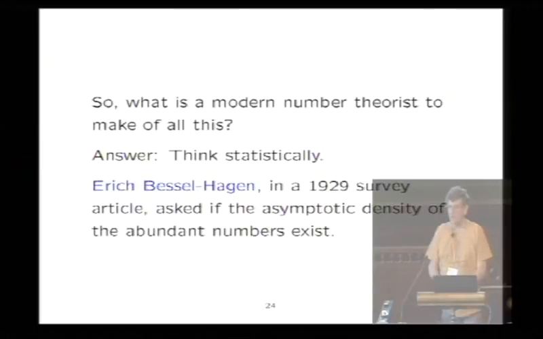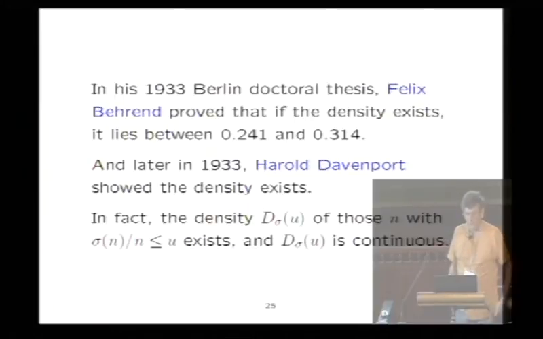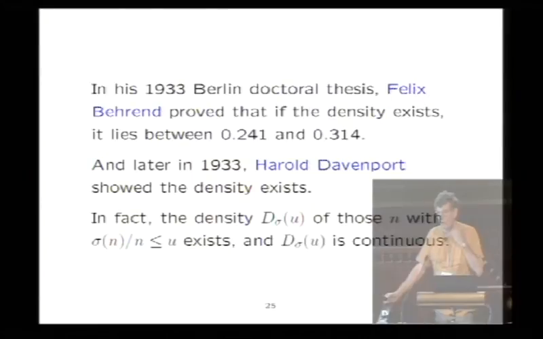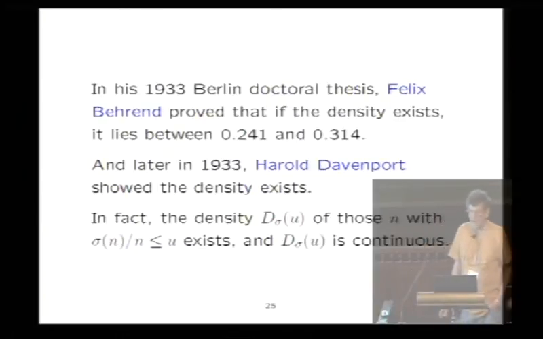So for example, it's pretty easy to see that every number larger than 6 that's a multiple of 6 is abundant. So the lower density of the abundant numbers is at least 1/6. And so the question is, is there a positive proportion of numbers that are abundant? In his 1933 doctoral thesis, Berendt proved that the lower density is larger than 0.241, and the upper density of the abundant numbers is smaller than 0.314. And later that year, Harold Davenport actually answered Bessel-Hagen's question and proved that the density exists.